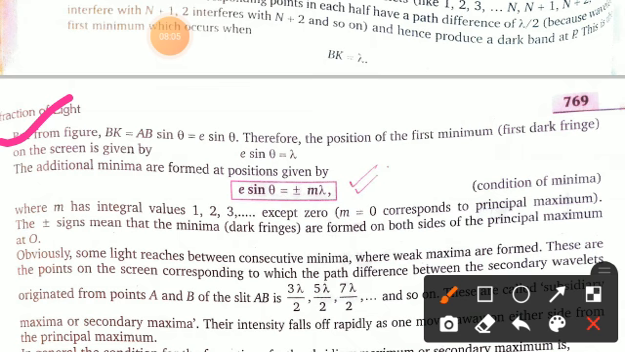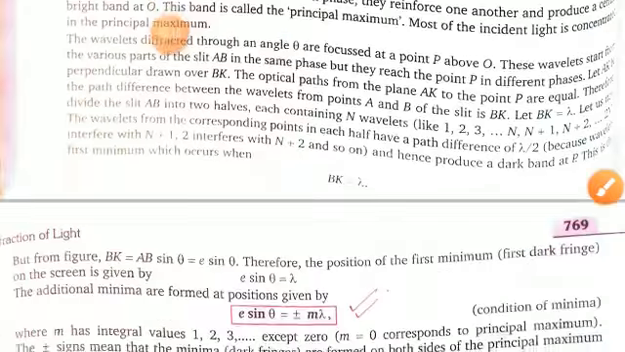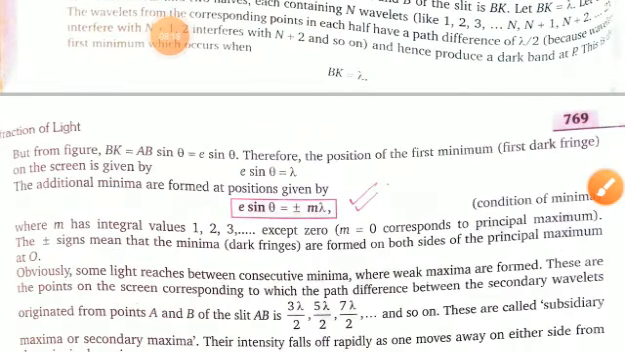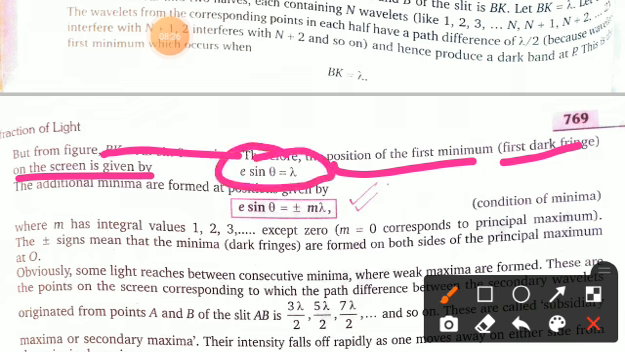From here I will explain to you. From the figure, BK is equal to AB sin theta, or you can write it as e sin theta. You can see from the above figure, this one. The BK is the path difference. Clear? So BK is equal to how much? AB sin theta, e sin theta. Therefore the position of the first minimum, that is the first dark fringe on the screen, is given by e sin theta is equal to lambda.